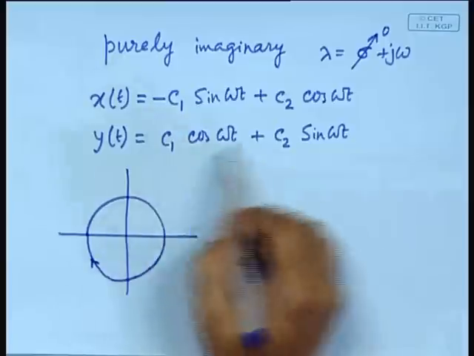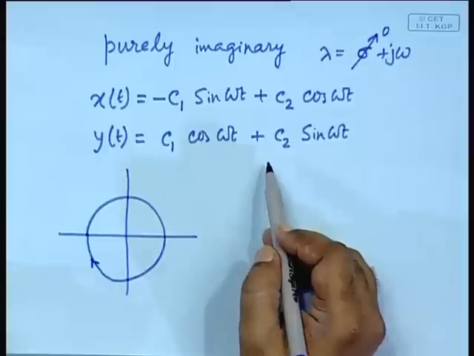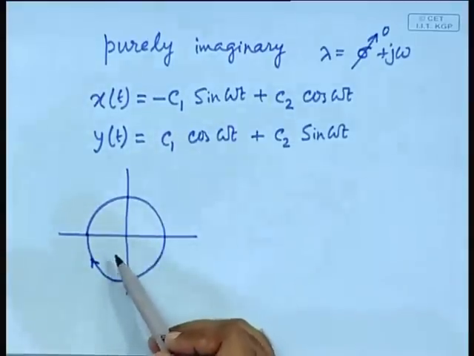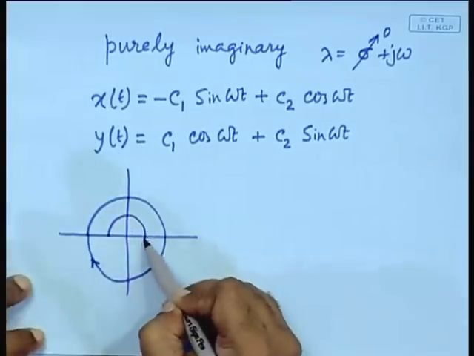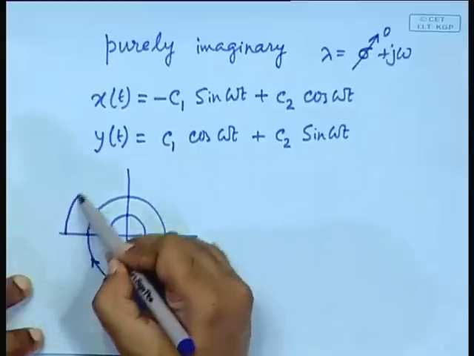Now, where do you get this C 1 and C 2 from? From the initial condition. So, depending on the initial condition, it will be a different circle, like this maybe, or like this maybe.